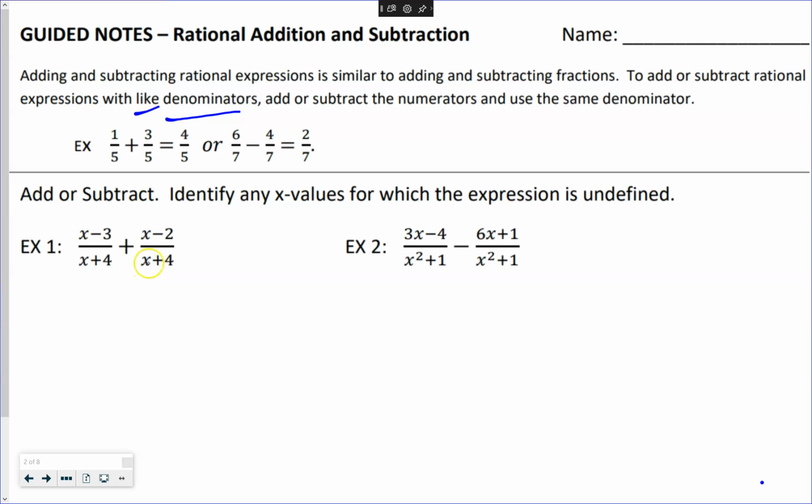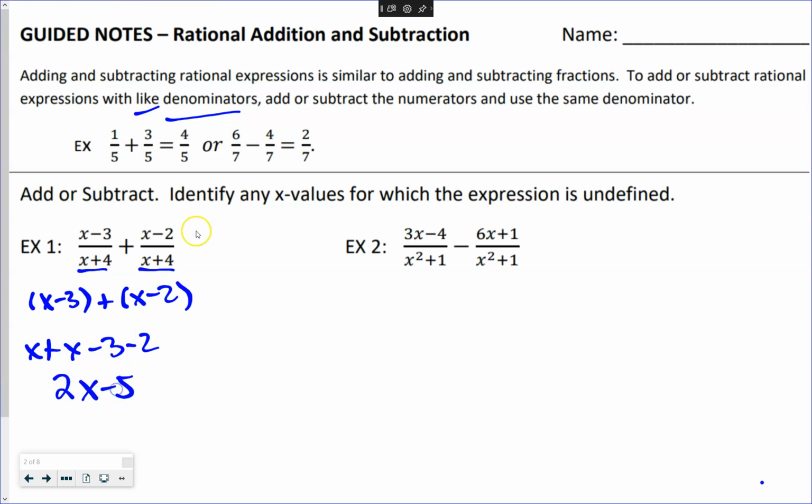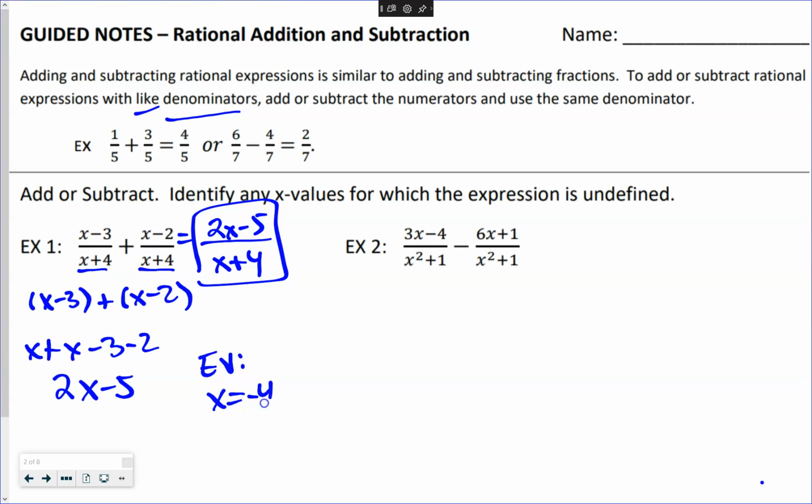So here, I have two rational expressions being added together. I notice they both have an x plus 4 in my denominator. So all I have to do is take x minus 3 and add it together with x minus 2. I combine like terms: x plus x, and then negative 3 minus 2, so this gives me 2x minus 5 over my common denominator of x plus 4. We still have to identify any excluded values. So here in my denominator, x cannot be equal to negative 4.